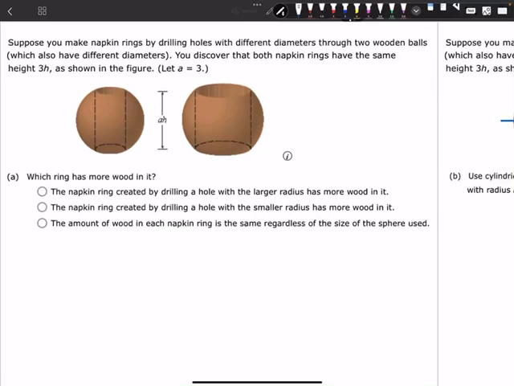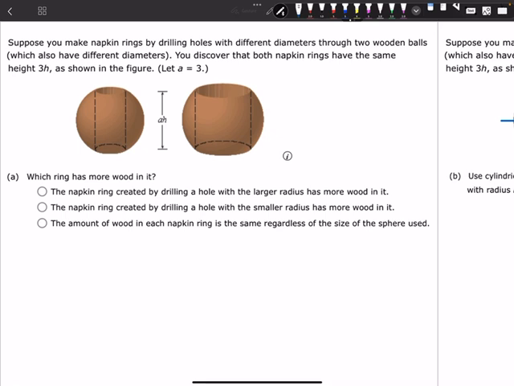All right, let's look at one last problem in the section on volume of rotation. This problem says the following. Suppose you make napkin rings by drilling holes with different diameters through two wooden balls, which also have different diameters. You discover that both napkin rings have the same height, which we're going to call 3h, as shown in the figure below.